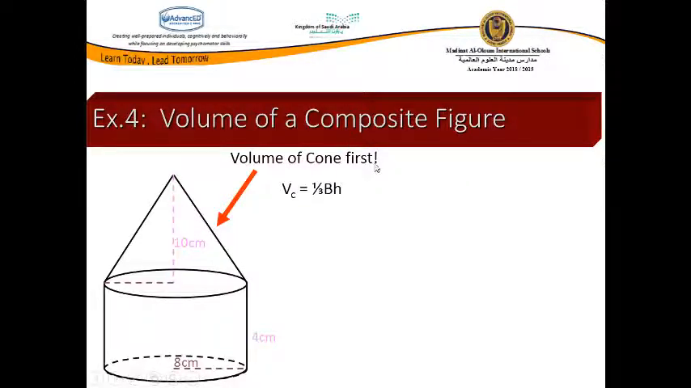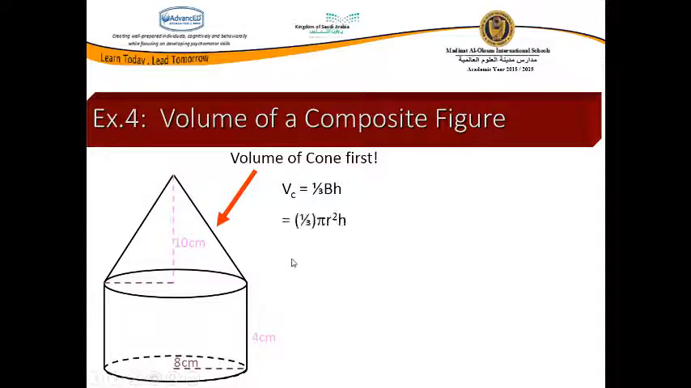How to find the volume of a composite figure? We explained before that a composite figure is a combination of two solids. Here we have two solids, a cone and a cylinder. We will find the volume of each one, then combine them. Let's find the volume of the cone at first. One third Bh, one third base area multiplied by the height of the cone, 10. The radius is 8 as you see here.